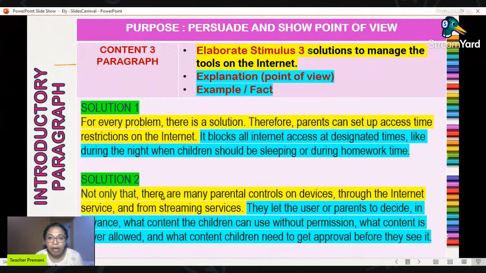Not only that, there are many parental controls on devices through the internet service and from streaming services. So that is the solution elaborated. They let the user or parents decide in advance what content the children can use without permission, what content is never allowed, and what content children need to get approval before they see it. So you are giving an example, definitely an example, but it comes in a fact form. So don't you think it shows mature writing? You are actually showing some knowledge.